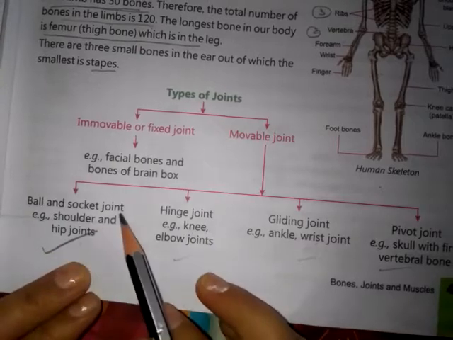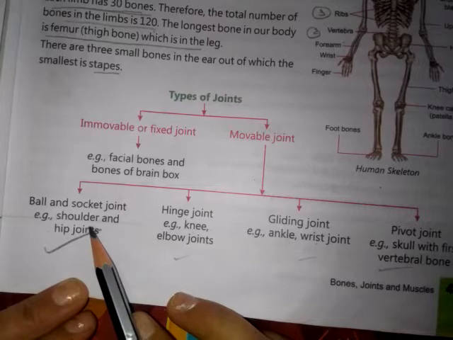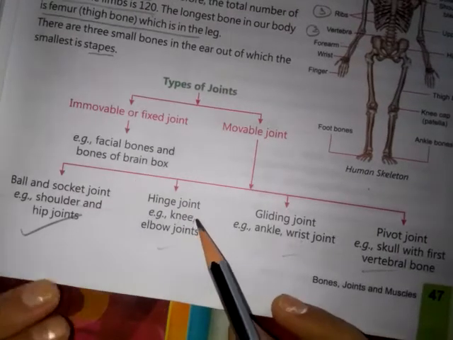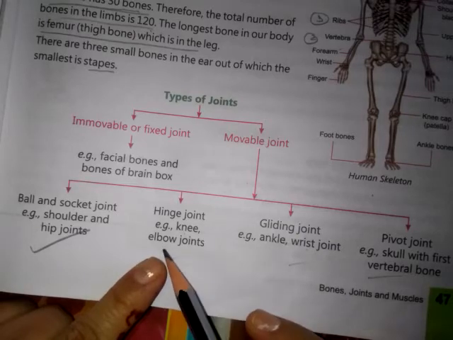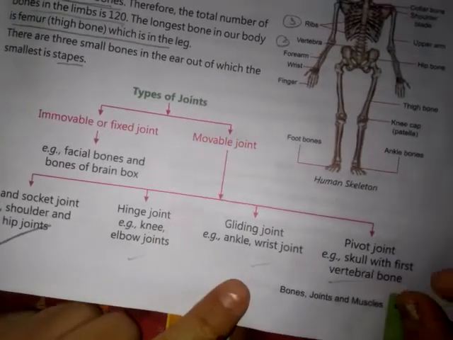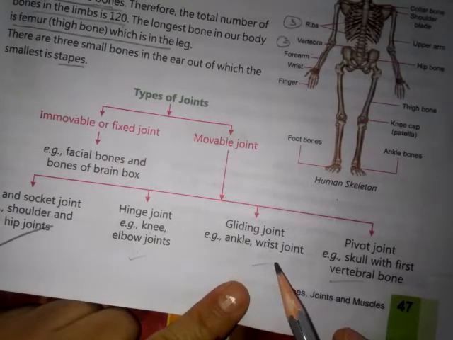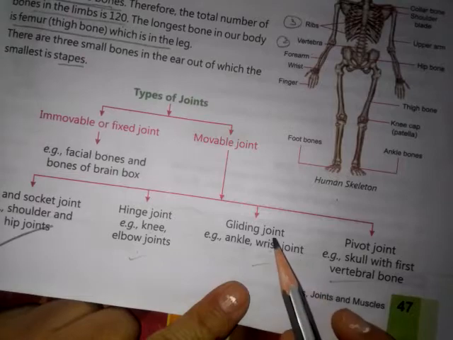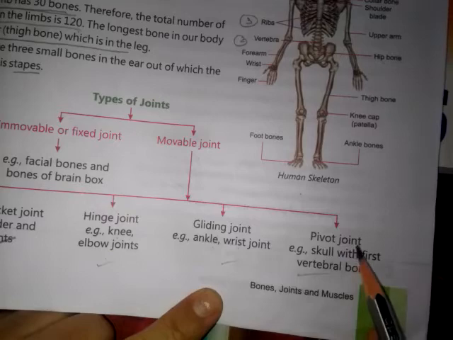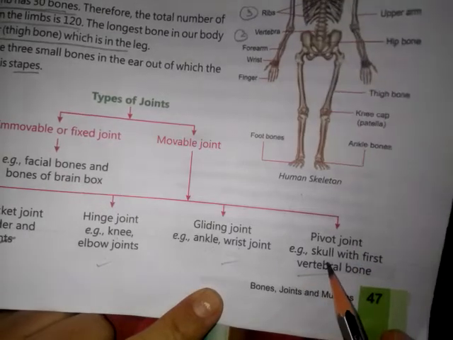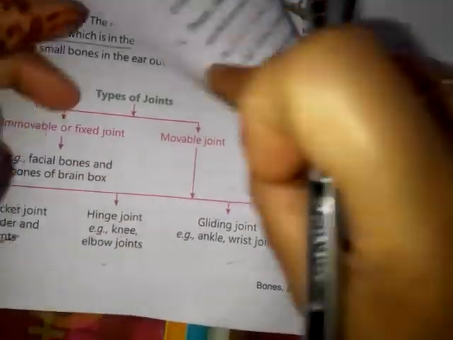So children, ball and socket joint is present in our shoulder and hip joint. Hinge joint is present in our knee and elbow. Then gliding joint, for example, ankle and wrist. Then pivot joint is present, for example, where the skull meets the first vertebral bone. So this is the classification of joints.